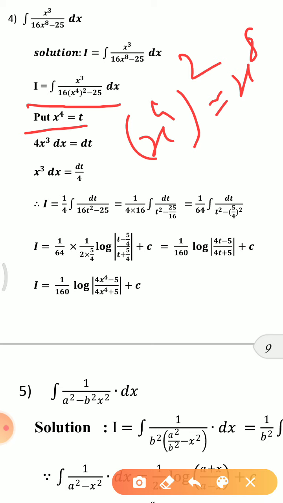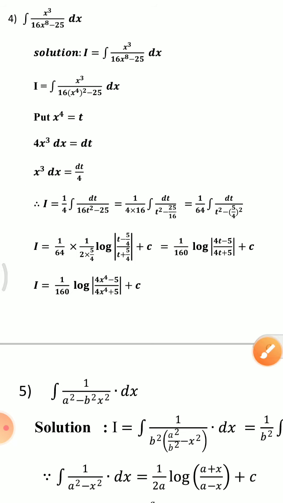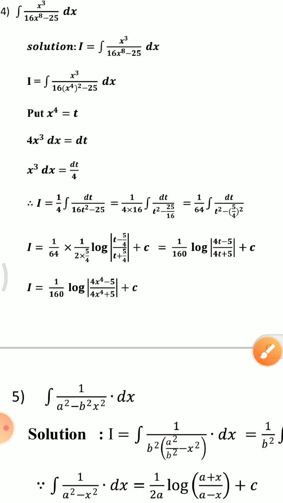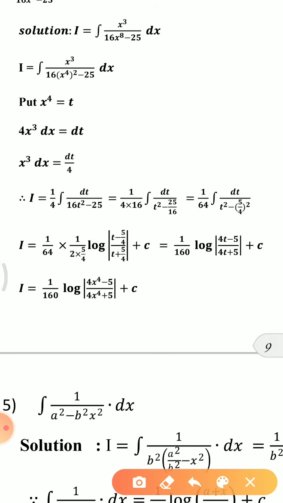Then the derivative of x raised to 4 is 4x cube dx is equal to dt, and x cube dx is equal to dt by 4. Then x raised to 4 is equal to t. Then the new integration is formed: 1 by 4 I is equal to 1 by 4 dt upon 16 t square minus 25.